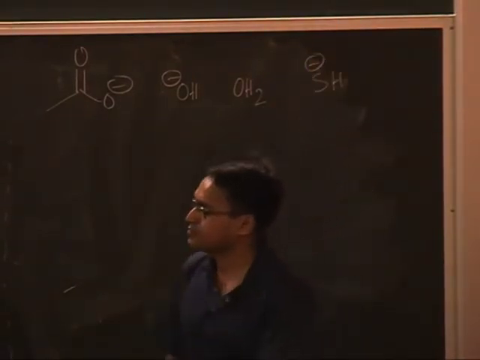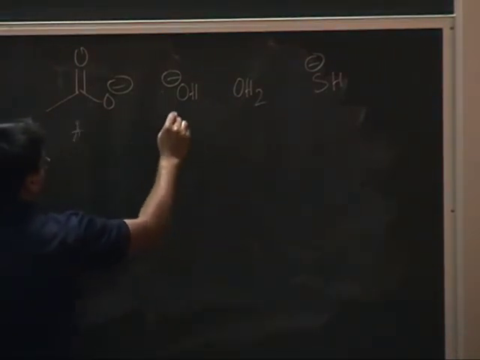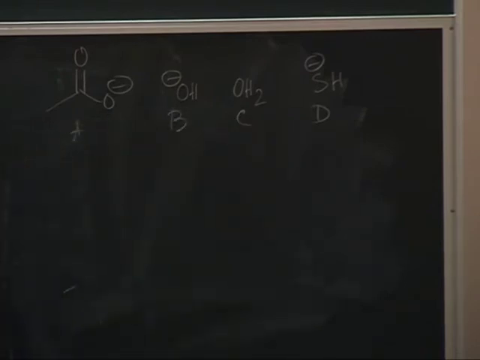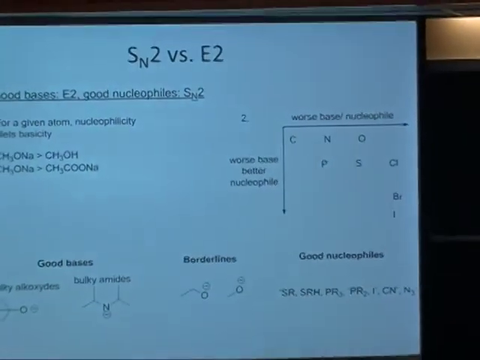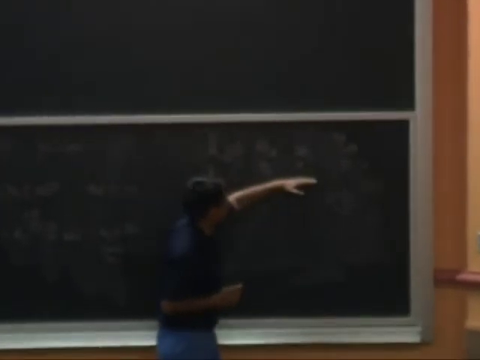Okay, now let's look at the trend and use it. A, B, C, D. So what's my best nucleophile? D is the best nucleophile, right? Because we are comparing between atoms, and between atoms, sulfur is always the best nucleophile. So I'll put D as the best nucleophile. D is better than all these, right?